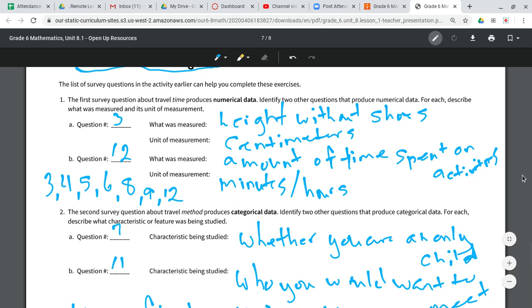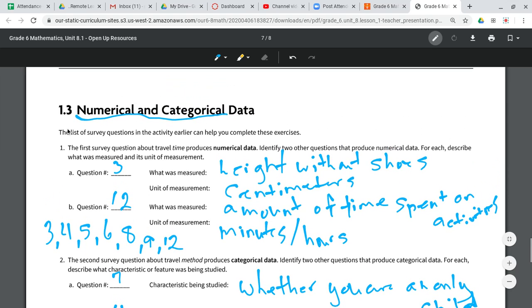Okay, so remember, numerical and categorical is your keyword. You can also have it flip-flopped, categorical and numerical. Either way works perfectly fine.